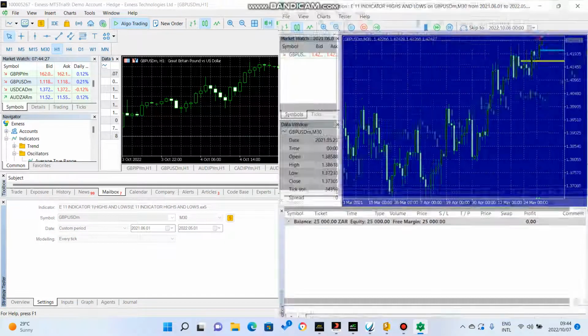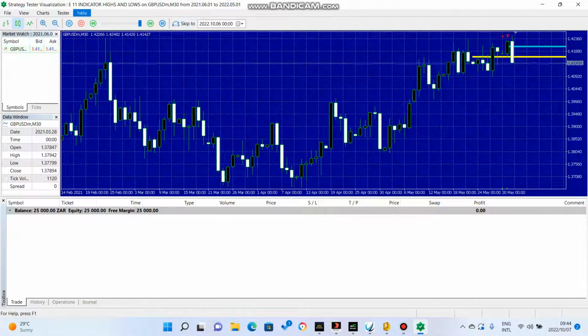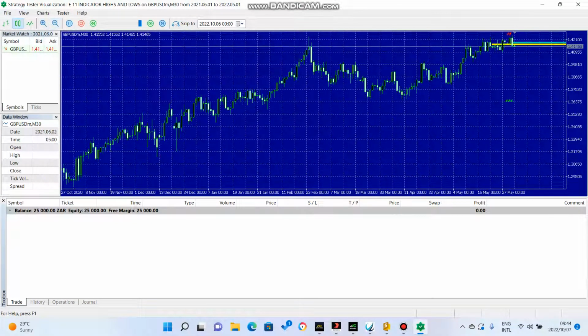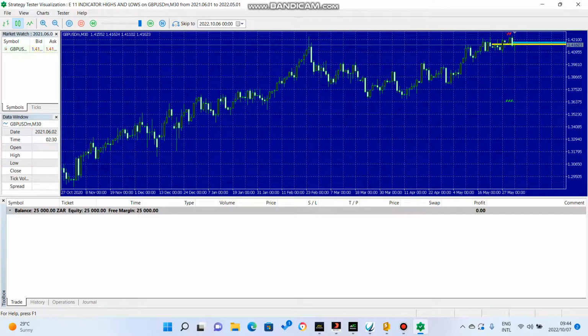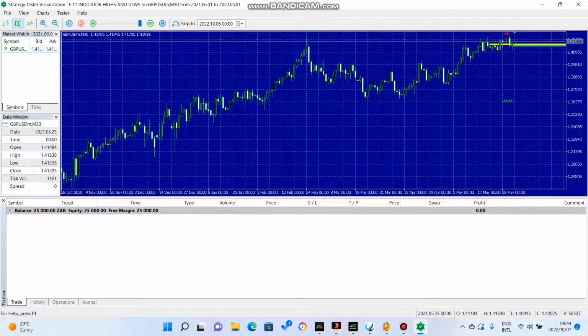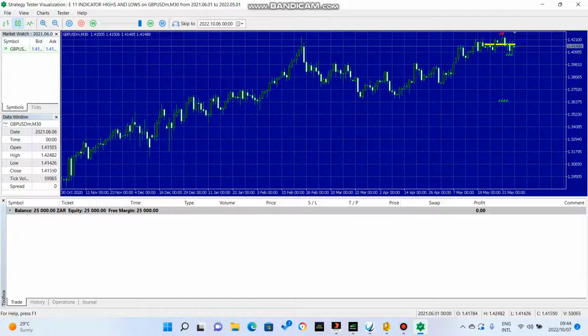So let's maximize. As you can see, let me zoom out again. There is also a daily pivot line and a weekly pivot line. As you can see, the price is busy, and this indicator is now printing some highs and lows for us.